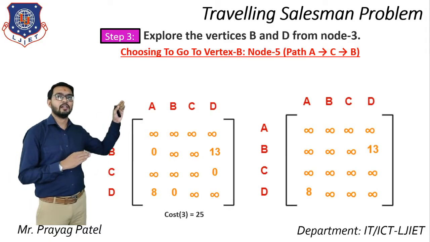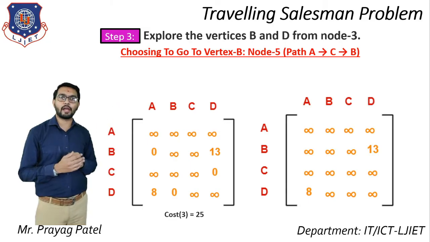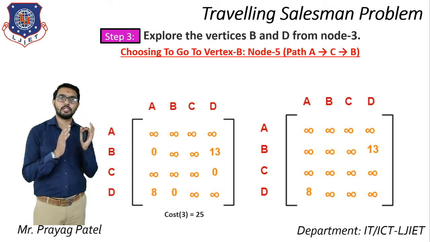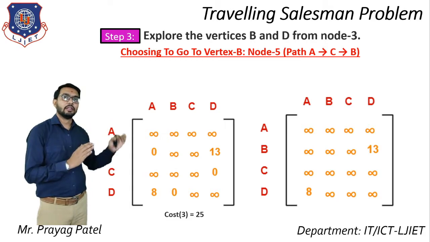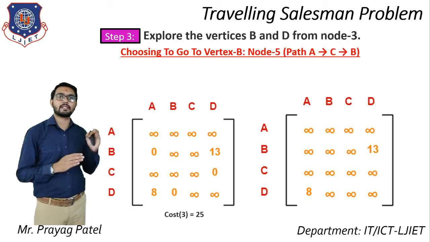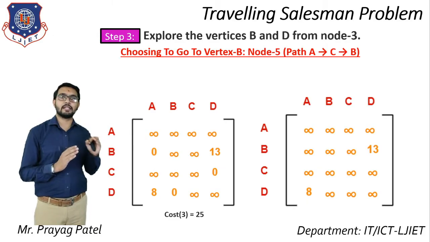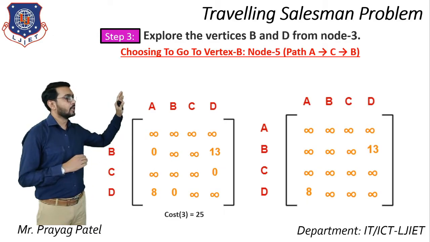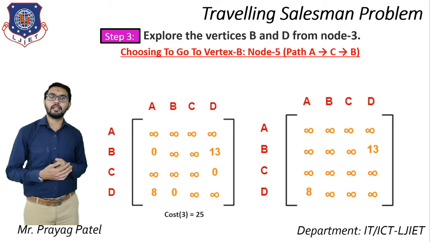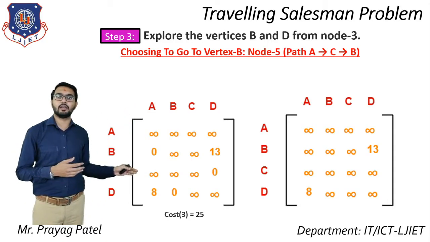So here consider the next step as node number 5. The path is A to C, then C to B, because here the A to C path is fixed. Then we consider two possibilities: ACB and the second one, ACD. First consider the ACB possibility. In this, the initial matrix is here.